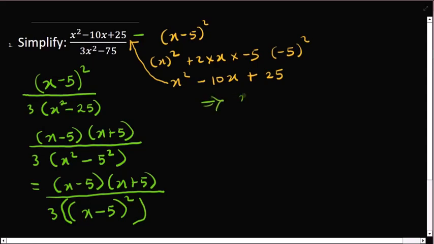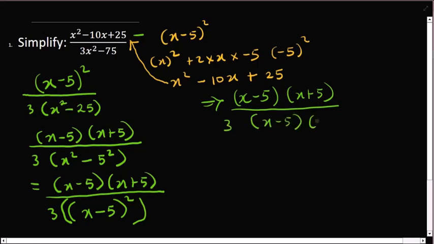Now for the numerator, we'll have x minus 5 and x plus 5 all over 3, brackets x minus 5, x plus 5. So you see that we've actually simplified this because we applied difference of squares to the numerator and also to the denominator. So right now we can cancel out x minus 5, cancel out x minus 5, then x plus 5 cancels x plus 5. So at the end of the day, we have 1 over 3. And we did this because we are able to identify our difference of squares easily.